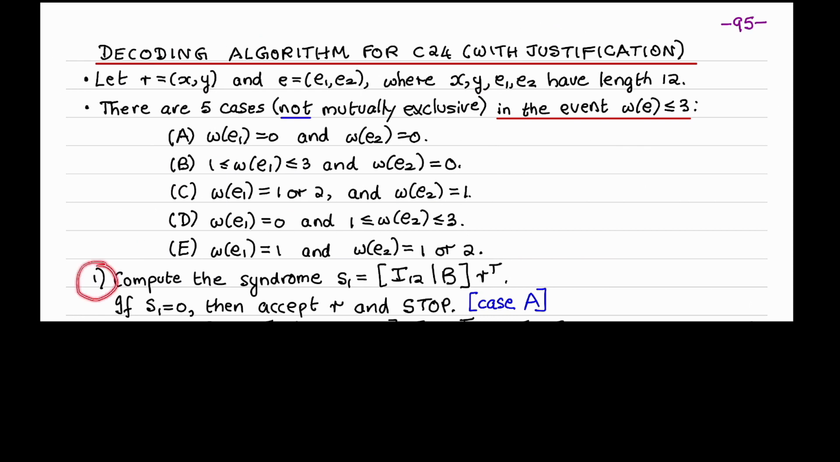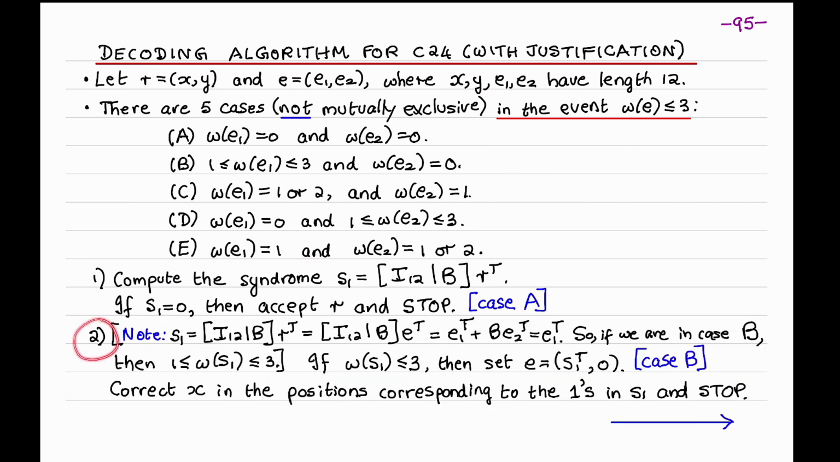In step 1, we look to see if the error vector is of type A, namely the 0 vector. So we compute the syndrome S1 of R with respect to this PCM, and we check whether S1 is 0. If it is, then we accept R and stop. This is a correct decision, provided that the error vector is the 0 vector, because the 0 vector has syndrome 0, and it's the only vector of weight at most 3 with syndrome 0. So step 1 correctly handles the case where the error vector is the 0 vector.